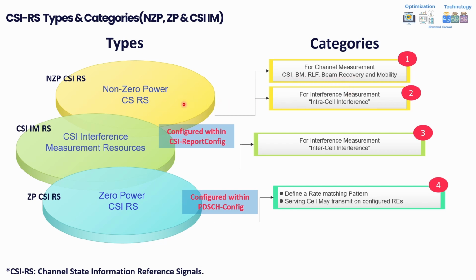And non-zero power can also be used for something called interference measurement. I will give a visualization for one example, just to make it clearer for you.